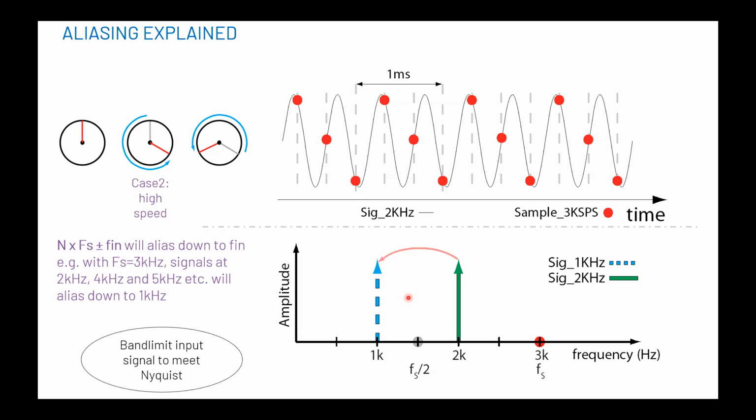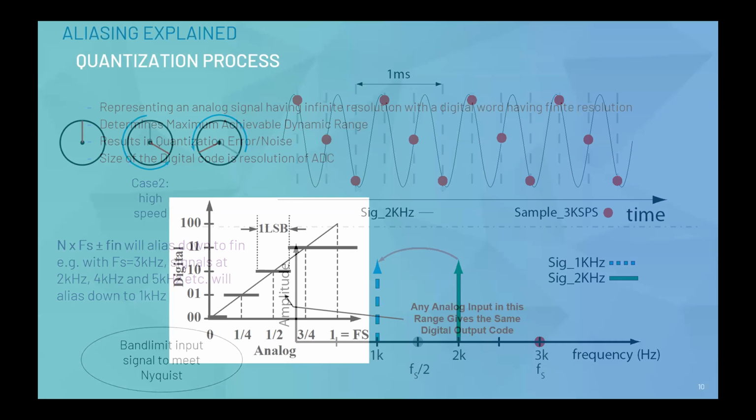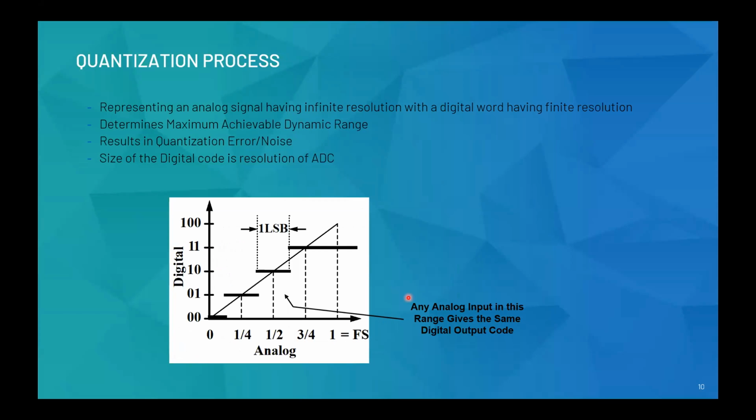So let's move on to the next step, quantization. So what is quantization? The quantization process is the representation of the magnitude, in code form, of a continuous analog signal. The number of bits in the quantization process determines the number of discrete levels, and therefore it determines the smallest resolvable signal.